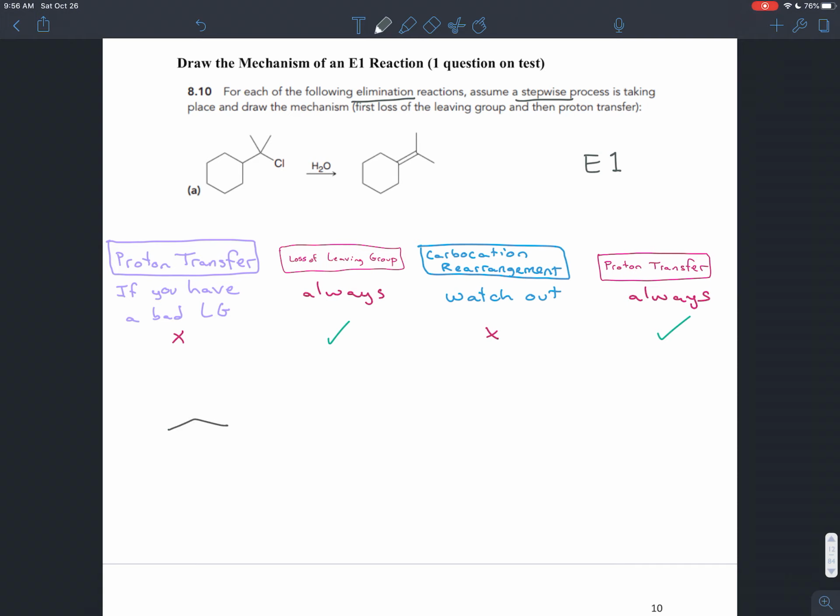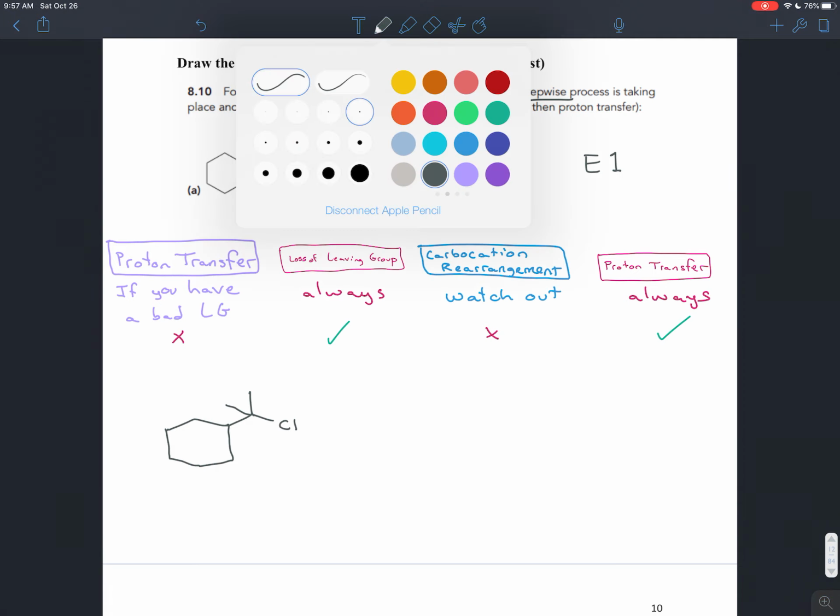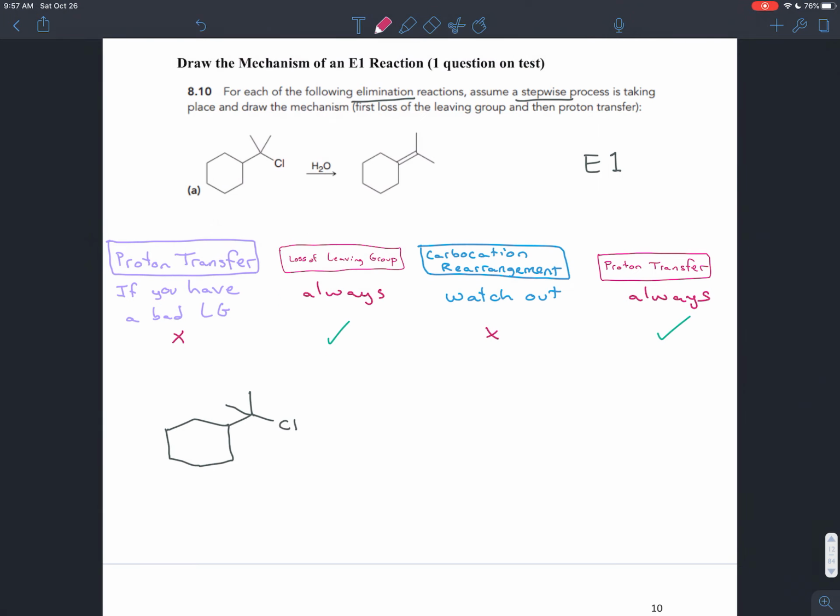Okay, we're going to do the steps separately. So we'll redraw our molecule. And the first step is going to be loss of a leaving group. So the leaving group takes its electrons and hightails it off of the molecule.